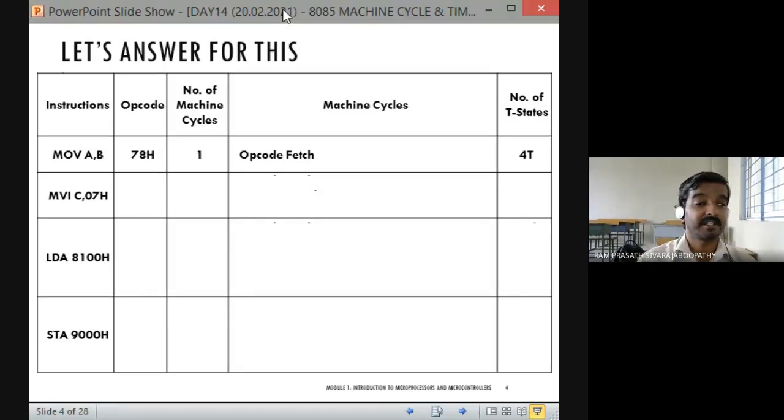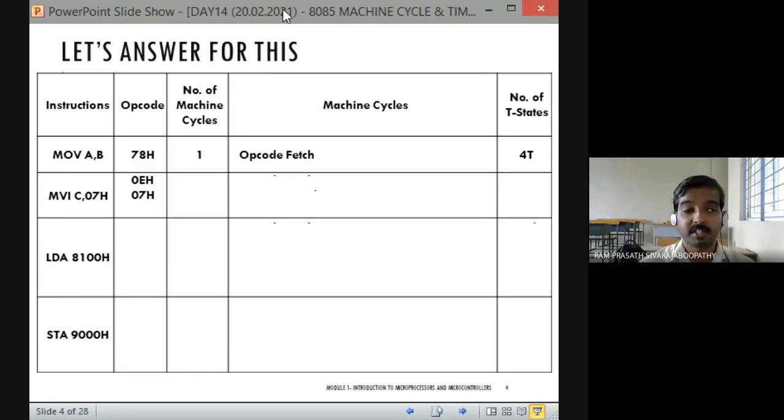Then the next instruction, MVI C, 07H. We will have an opcode for MVI C, 0E, then we have the data 07. So how many bytes does this instruction occupy? Definitely it's a 2-byte instruction. Very good. Classroom 2, the response is very low. Kindly interact. So how many machine cycles does it need? Can you imagine and tell?